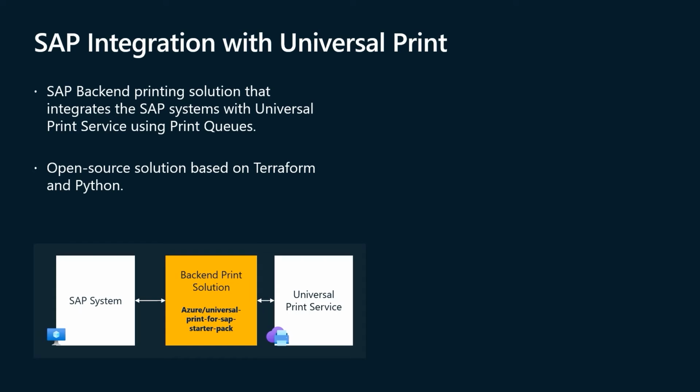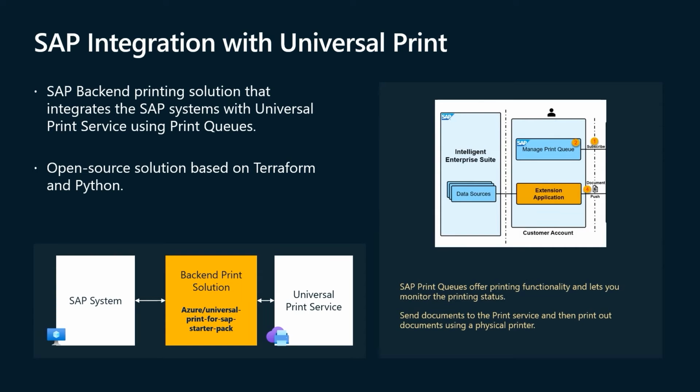In this solution, we leverage the SAP print queues. These queues offer printing functionalities and let you monitor the printing status. You can point the programs in SAP to send documents to these print queues, and then the printout document is sent to the physical printers.